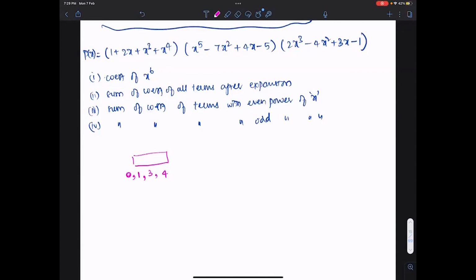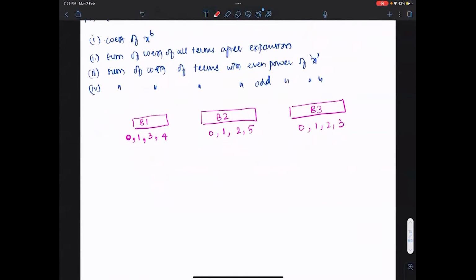And what I have written here are nothing but the powers of x of each term. Okay. This is basket 1, you can say. There is this basket 2, where there is 0, 1, 2, 5. What I have done is just written the powers of x. Basket 3: 0, 1, 2, 3. That's all. Okay. Now, when you are multiplying, it is like this. So now I can say basket 1, basket 2, basket 3.